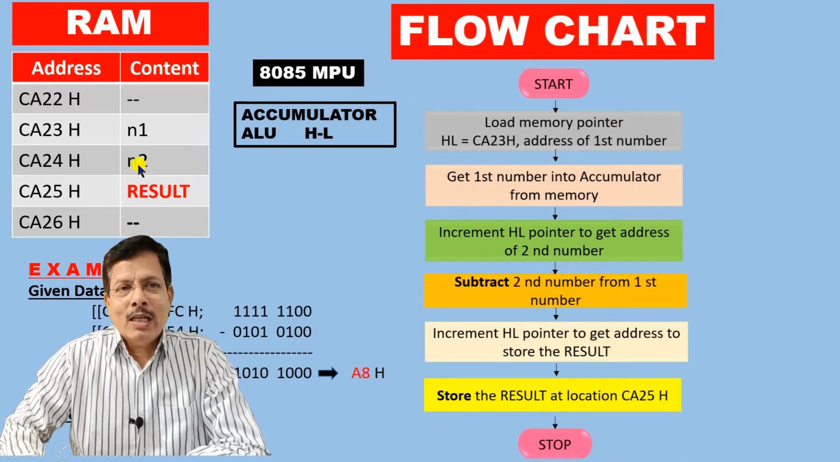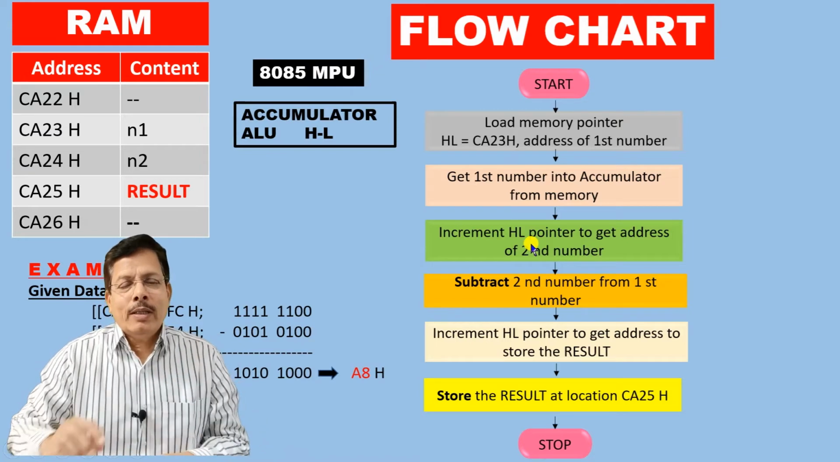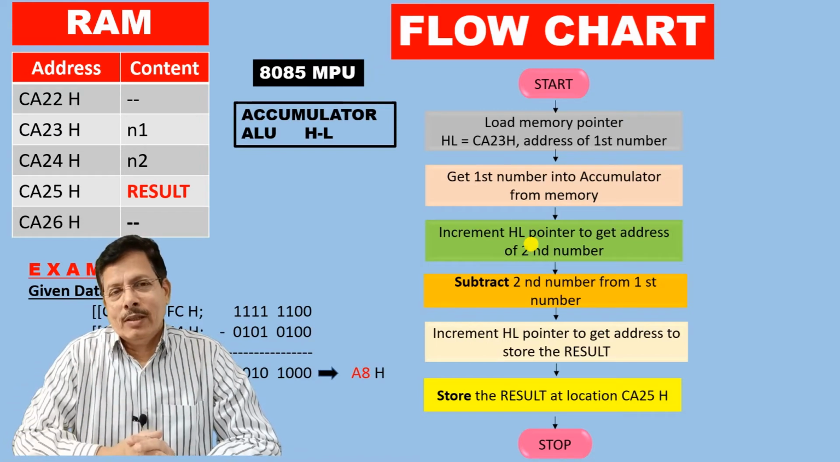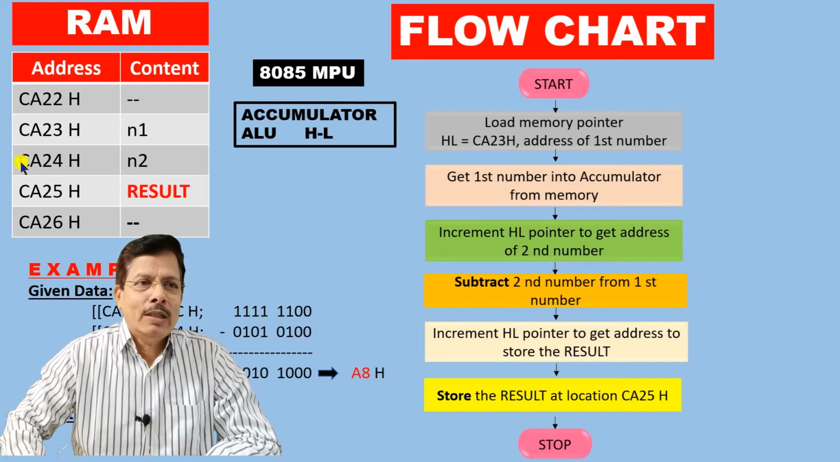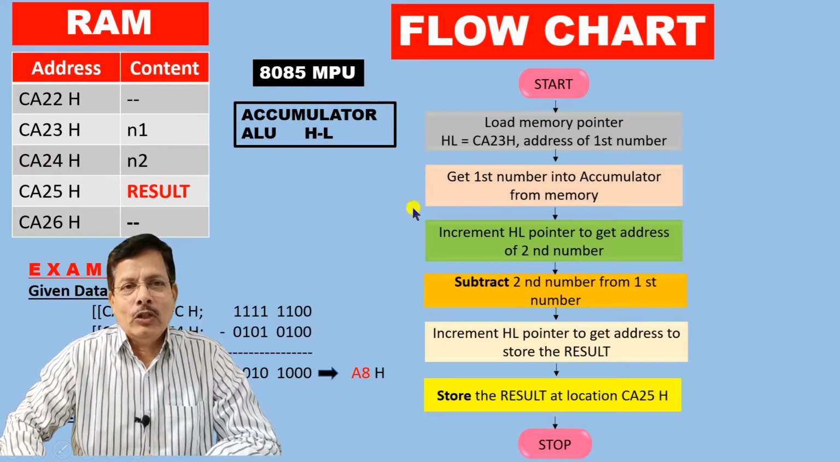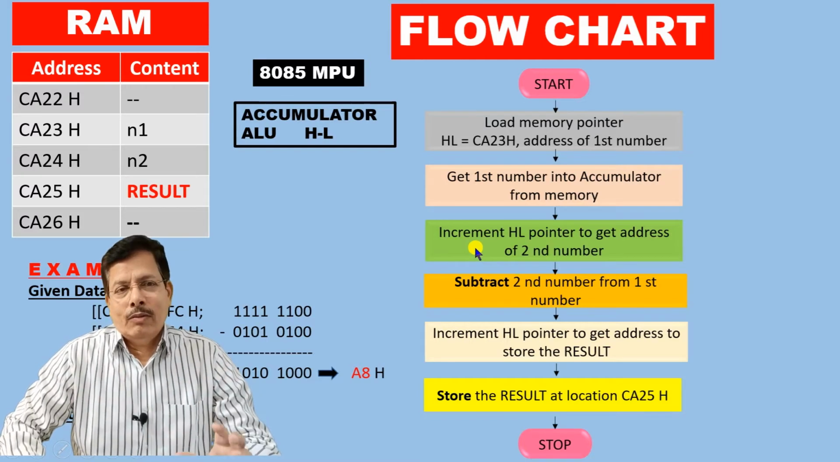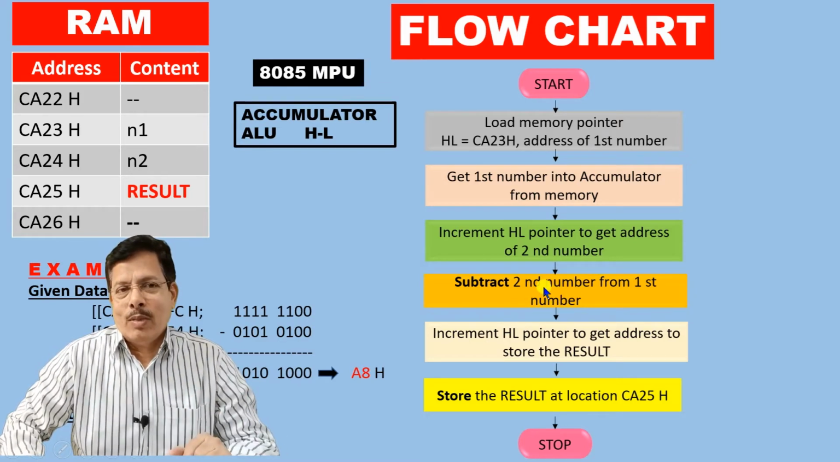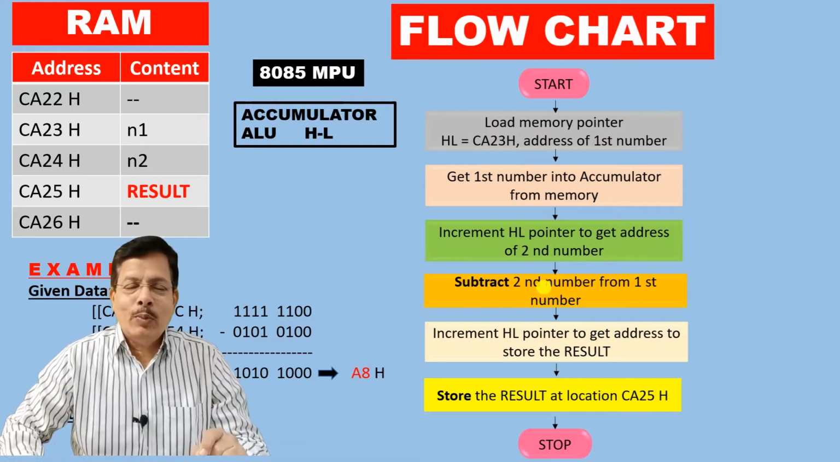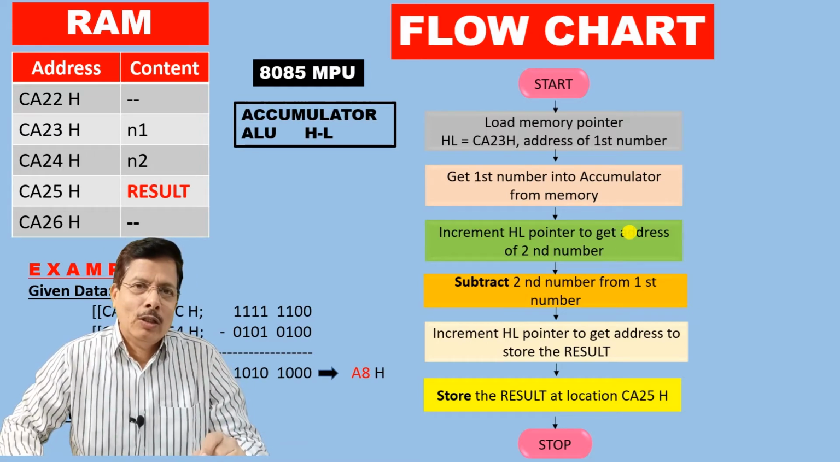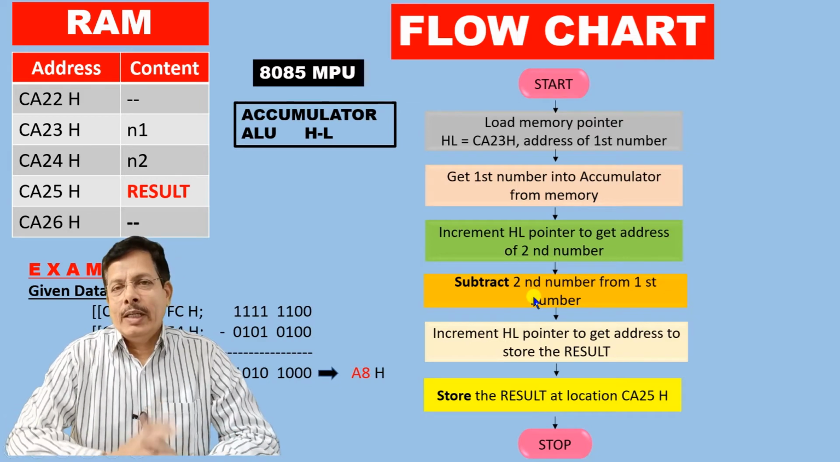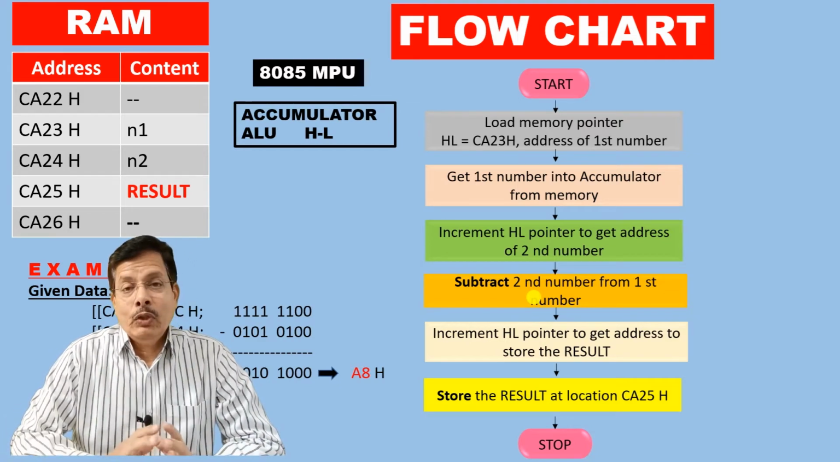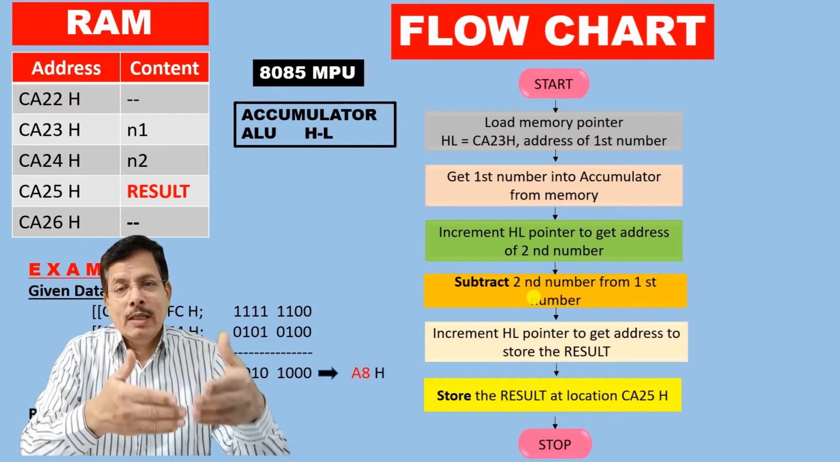Then we want the second number to be subtracted, and therefore the memory pointer, that is the HL pointer, is to be incremented. It will find the next number, that is at CA24, and that is N2. So we update the memory pointer, and then we wish to subtract this second number from the first number, and again you have to choose the appropriate instruction for subtraction. At this level the result will be ready in the accumulator, and then we wish to store the difference, that is the result, in the next location.